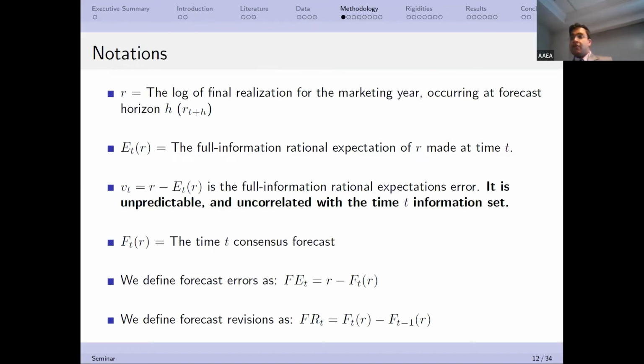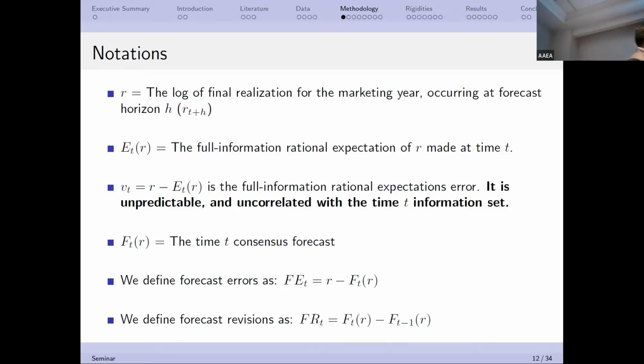Now, in an ideal world, when there are no information frictions and everything is perfect, we would expect that the forecaster has complete access to information, that USDA has all the information available to make the forecast. And as a result, any errors, so here the forecast error, which is the difference between the realization and what is expected at that time, that is the forecast, would be completely random and unpredictable. So this is the full information rational expectations error. This error is only made if USDA has access to full information.